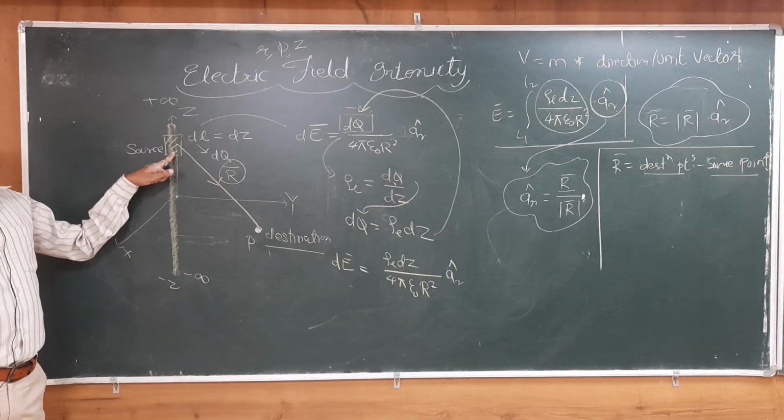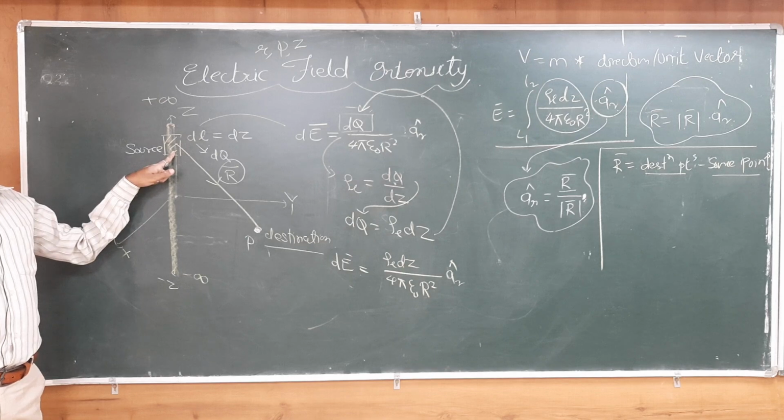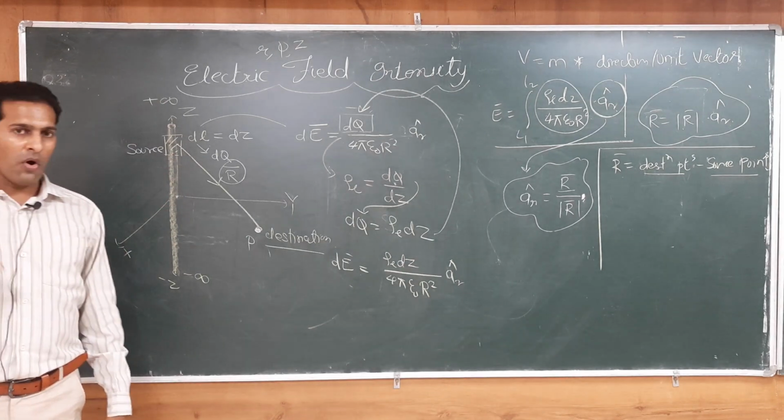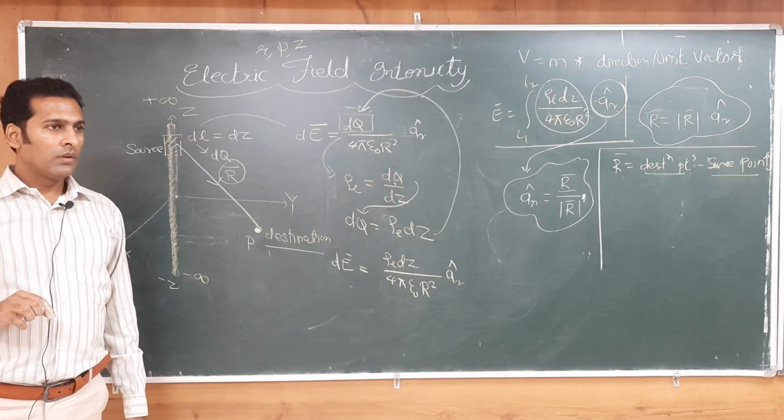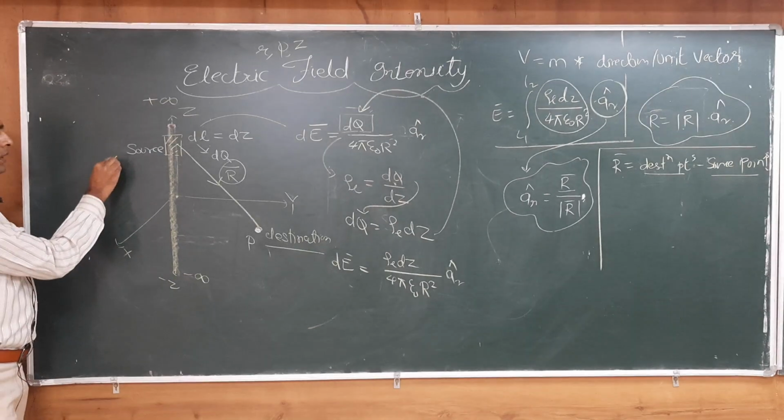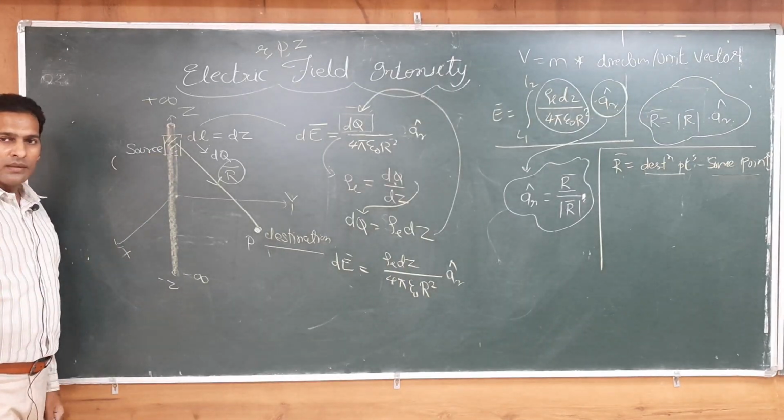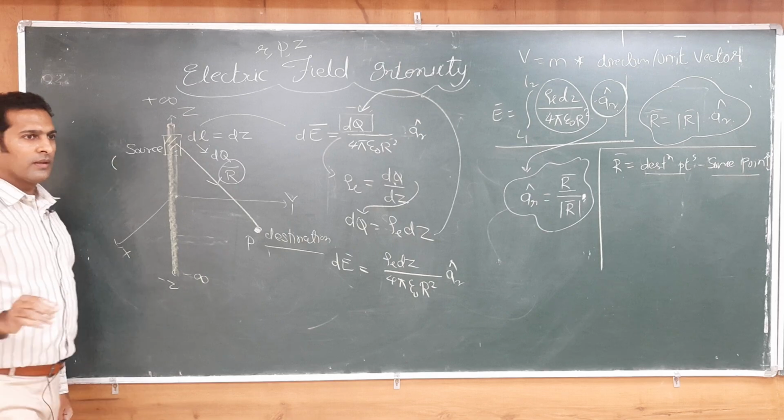If I consider the source and want to calculate the source points, the source points here are on the z axis, where the radius is 0.